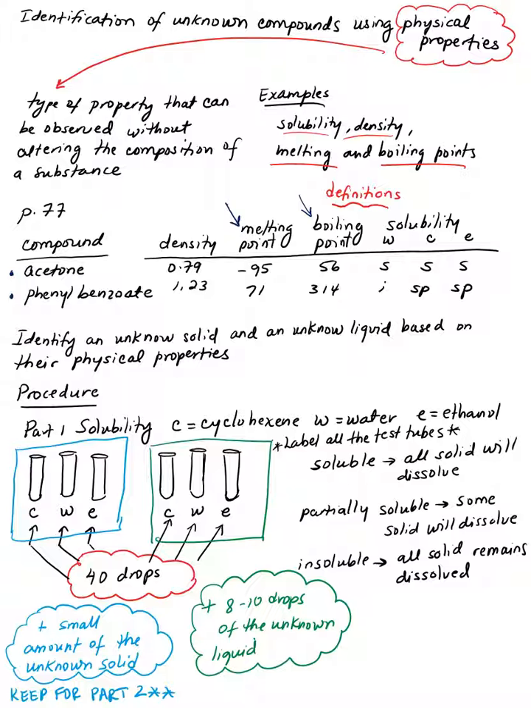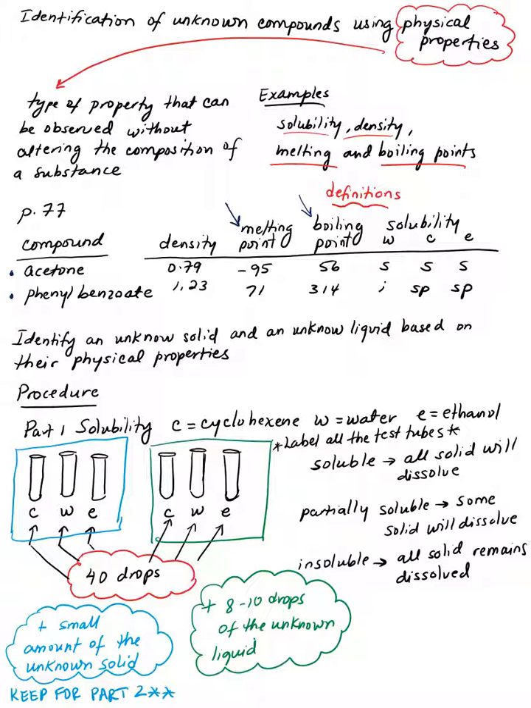So you have your 3 test tubes with your cyclohexane, the water, and the ethanol. And now you're going to place a small amount of your solid in cyclohexane, a small amount of your solid in water, a small amount of your solid in ethanol. You're going to use a glass rod to stir your solid. Make sure that you clean the glass rod before you move to the second test tube and to stirring the third one.